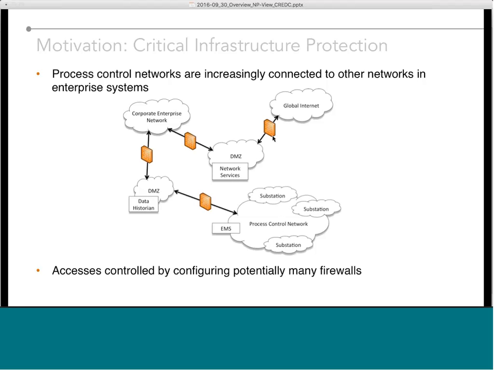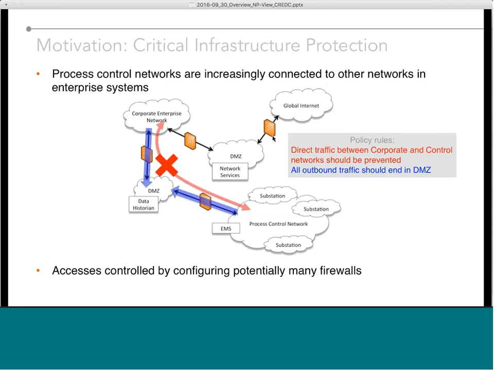And those firewalls are configured to try to implement a security policy to make sure that the risks are limited in terms of intrusions. To give you an example of a policy, for this high-level view of a utility network, we could have rules such as all the outbound traffic should end in a DMZ, also called a demilitarized zone. We create DMZs between all those different zones, and the firewalls are configured in a way that all this outbound traffic should end there, using jumping stations to go to the next zone. That way you limit the direct connection between unsecured and secure zones.